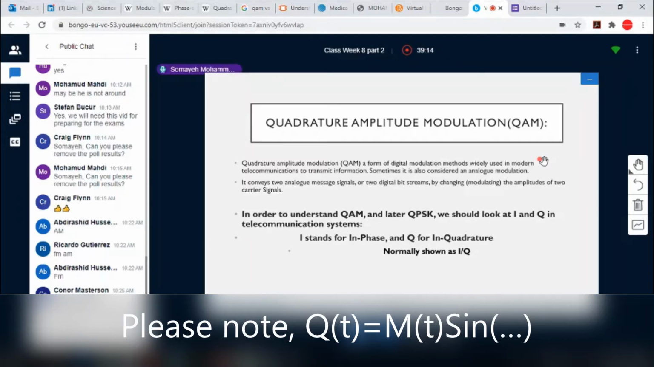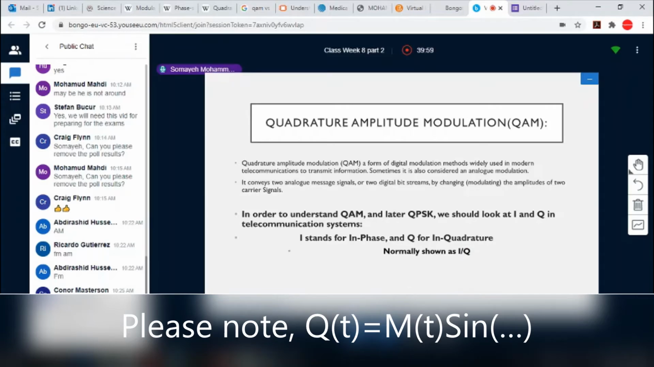Before I explain QAM, which also leads me to QPSK, I'm going to explain something called in-phase and in-quadrature, or I and Q. Normally we refer to them as I and Q. It is very important to learn this basic because I'm going to look at constellations. We call them constellations, and they differ in terms of shaping them, and I need to explain the mathematics that relates them together.